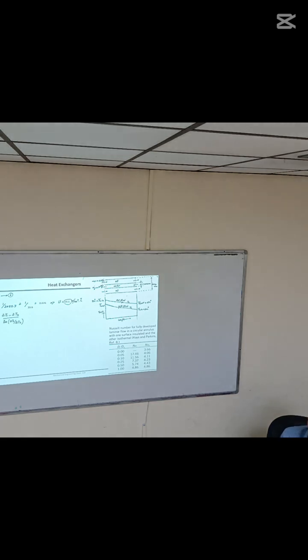Okay, second, we want to find out delta T LMTD. Delta T LMTD, this is the equation. The equation is clear. Delta T1, these equations will be given, of course, at the end.